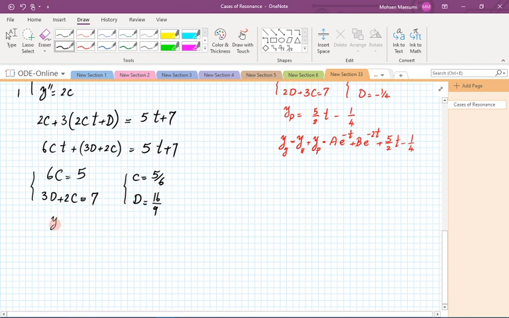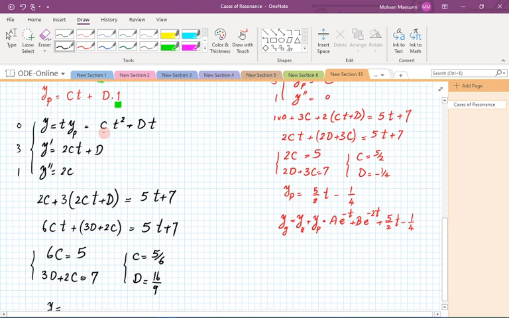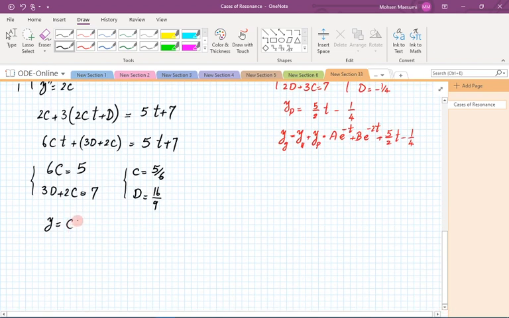So our y particular, or our y, however you want to call it, what was it? The y we picked. This is what we started with, ct squared plus d. So that was 5/6 of t squared plus 16/9 of t. Correct that.